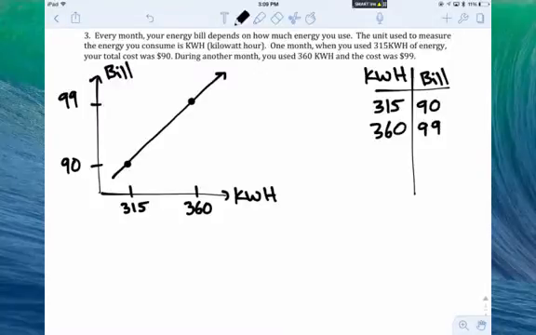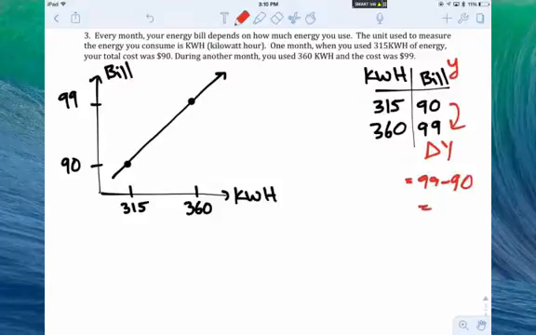Okay, so we need to find out how much each kilowatt hour of energy cost. Well, how much did the bill go up between using 315 and 360 kilowatt hours? I think the bill went up $9. That's pretty obvious, you can just look at it. But I'm going to be really thorough here. I'm going to call the bill our dependent variable, call it y, and I'm going to say the change in y, the change in our bill, was 99 minus 90, our final cost minus our original, and it's a positive $9 increase in the cost.